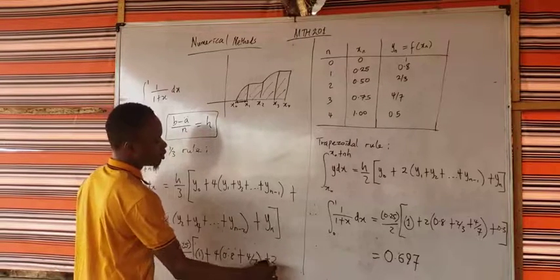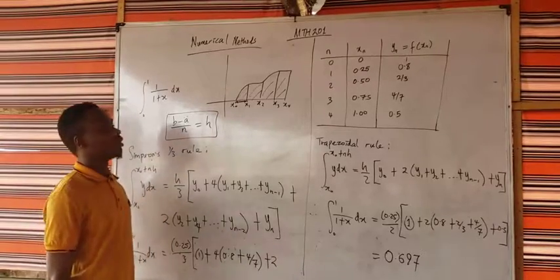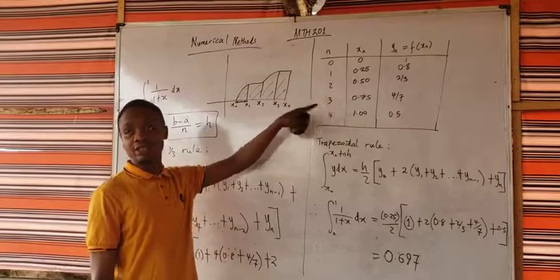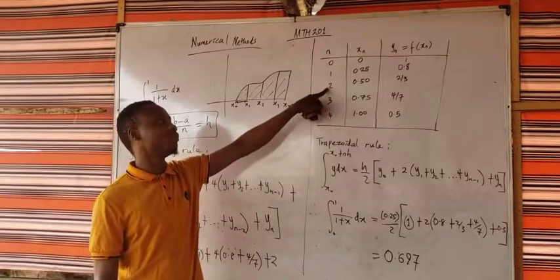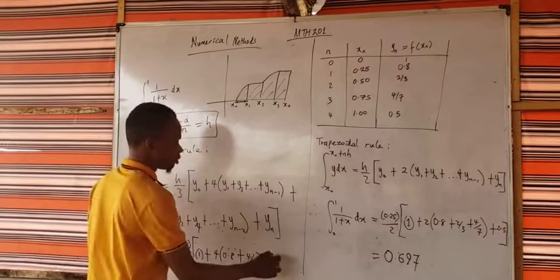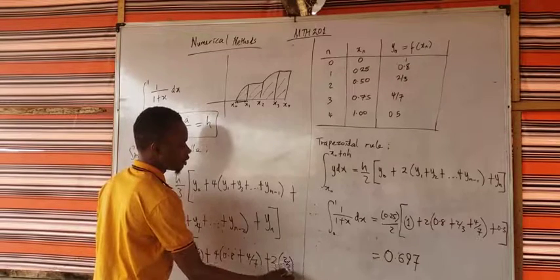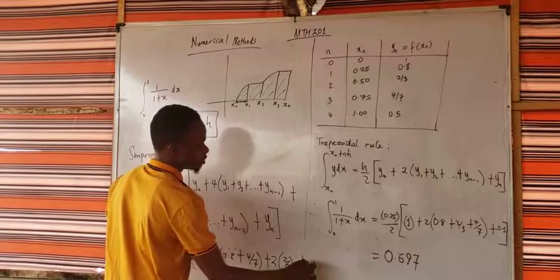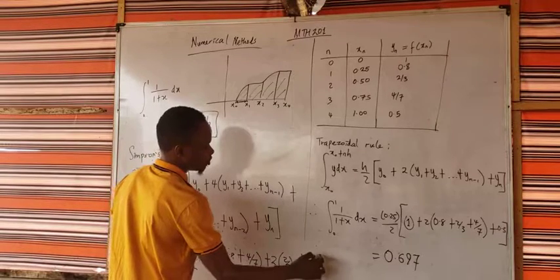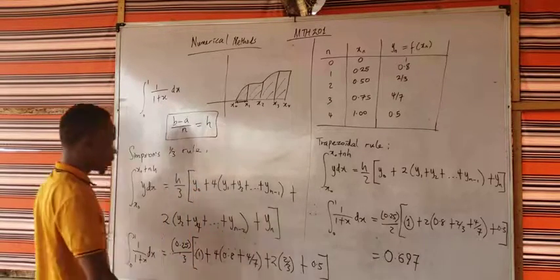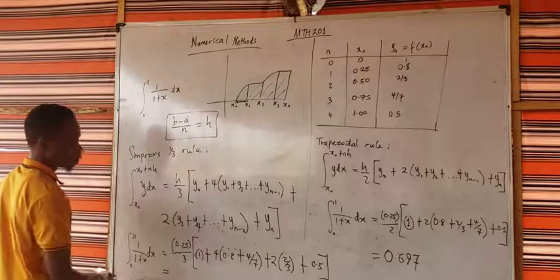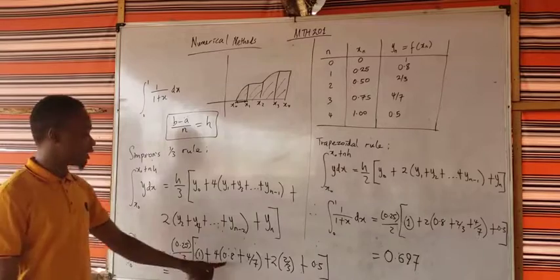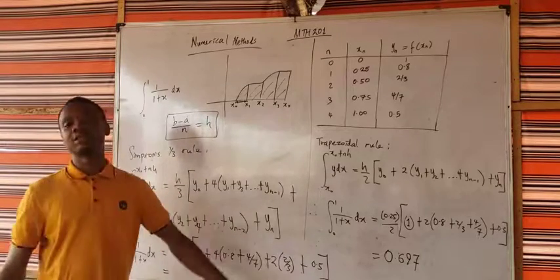Then plus 2. We'll pick the even ones, excluding the first and the last. So the only even one left is y2. That's going to be 2 into 2 over 3. Then plus the last one outside, that is 0.5. So then we close this bracket. We're not going to put y4 inside. I said the first one and the last one have to be outside.